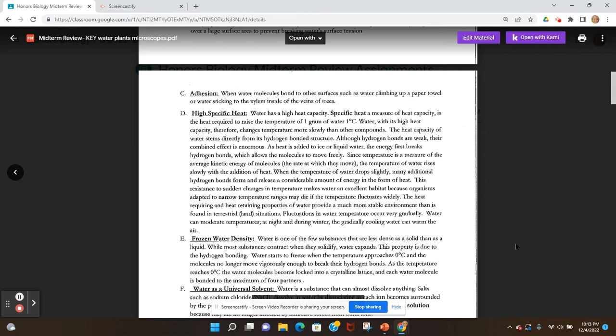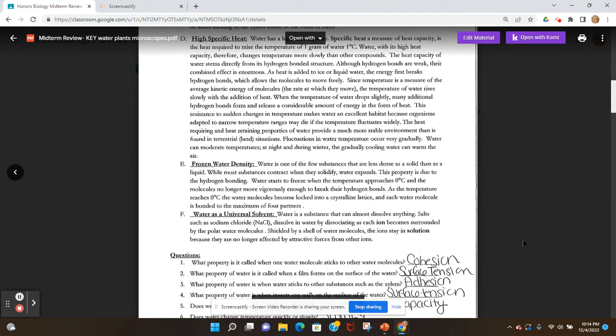The heat requiring and heat retaining properties of water provide a much more stable environment than is found in terrestrial land situations. Fluctuations in water temperature occur very gradually. Water can moderate temperatures at night, and during winter, the gradually cooling water can warm the air.